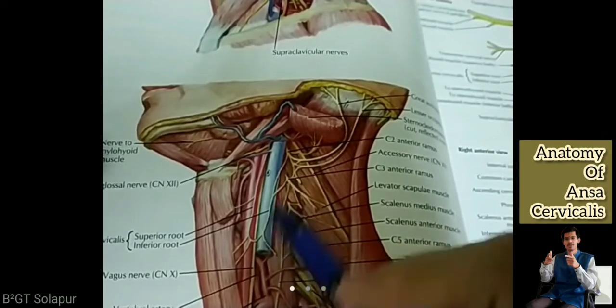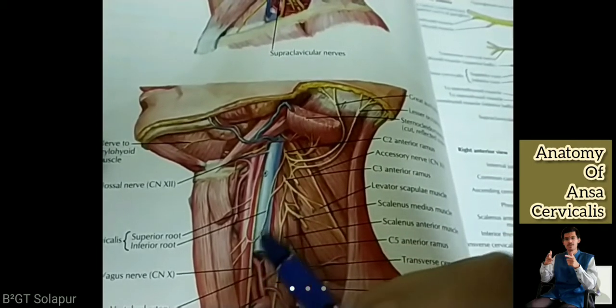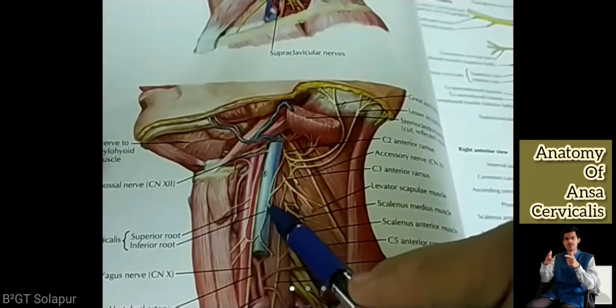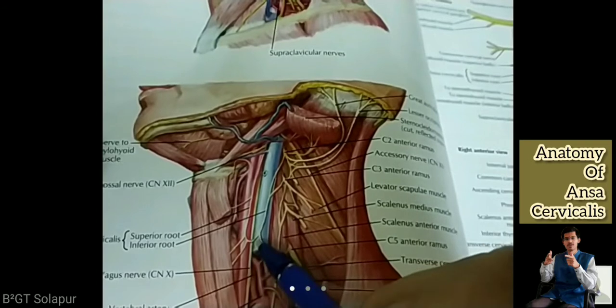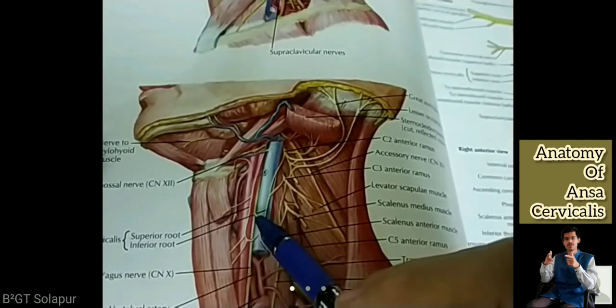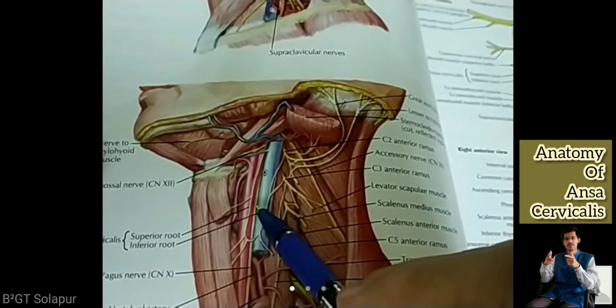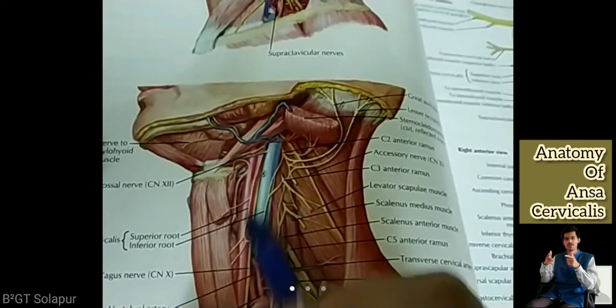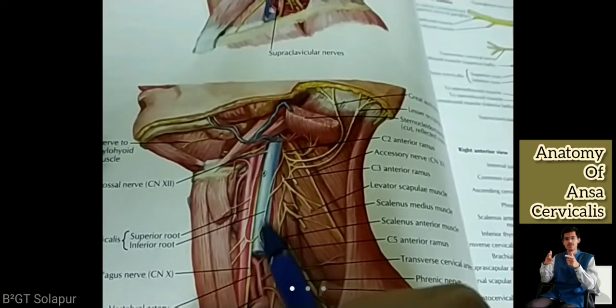So this is the superior root. This is the ansa cervicalis, and this is the inferior root. Okay, superior root, ansa cervicalis, and I'm sorry, I told you wrong. This is the superior root. This is more superior, right? This is the superior root, this is the ansa cervicalis, and this is the inferior root.